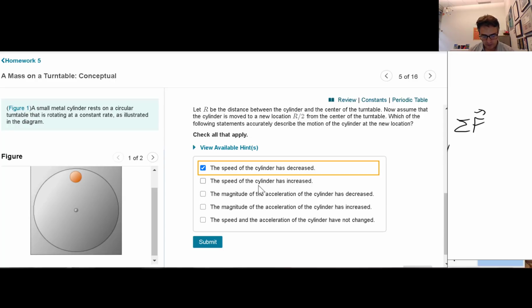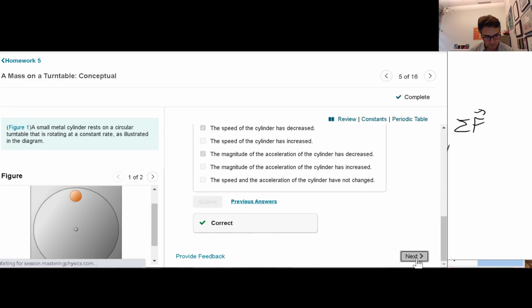The speed of the cylinder has increased. The magnitude of the acceleration of the cylinder has decreased. Wait, that's v squared over r. R is less, but v is less. V is half and r is half. So v squared will go down by a factor of 4, and r will only go down by a factor of 2. So yeah, the acceleration will decrease. The speed and the acceleration of the cylinder have not changed. Let's try that.